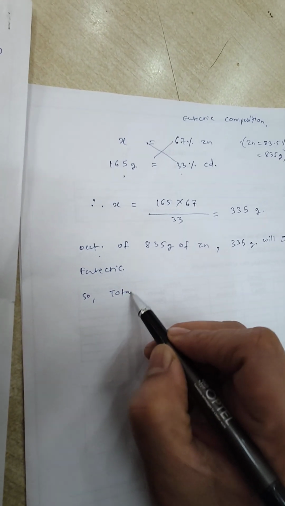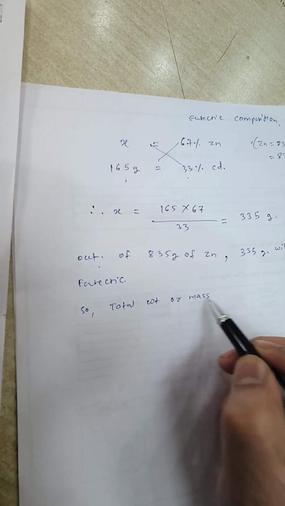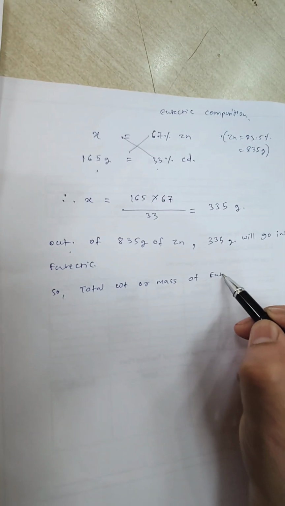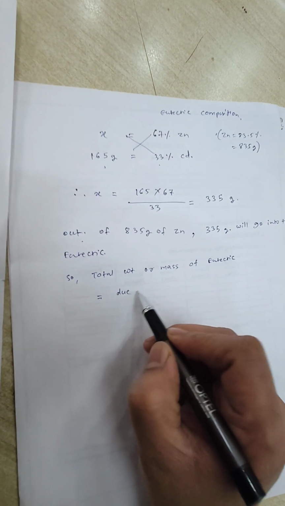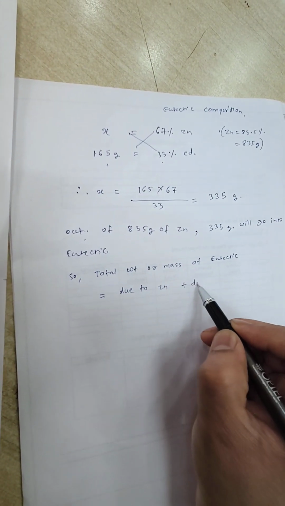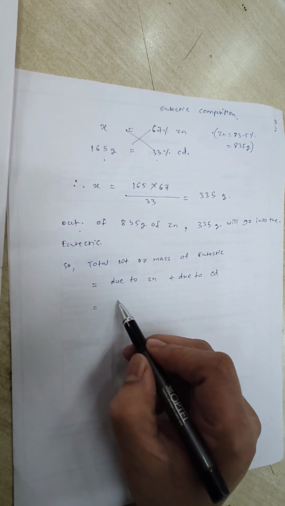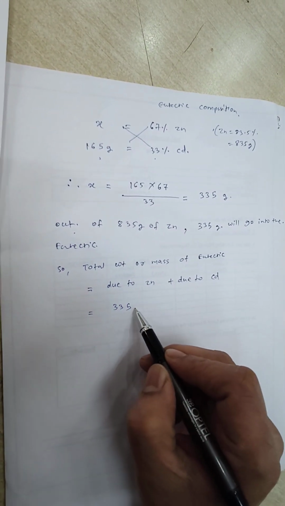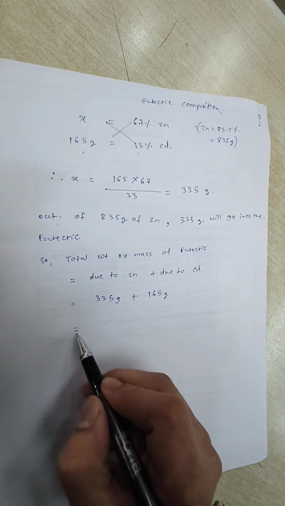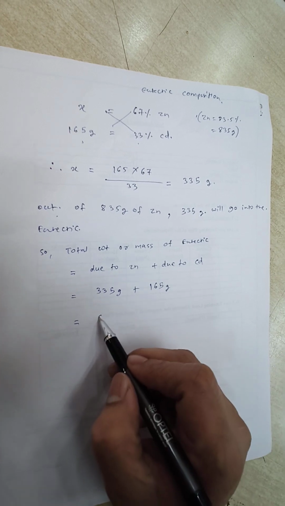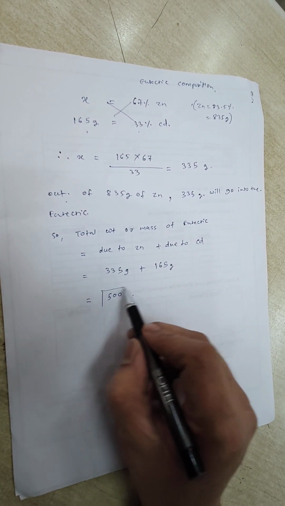So the total weight or mass of eutectic will be due to Zn plus due to cadmium. So due to Zn it will be 335 gram plus due to Cd 165 gram. So it will be around 500 gram. Okay, so total eutectic will be 500.